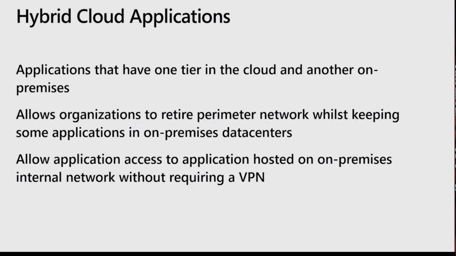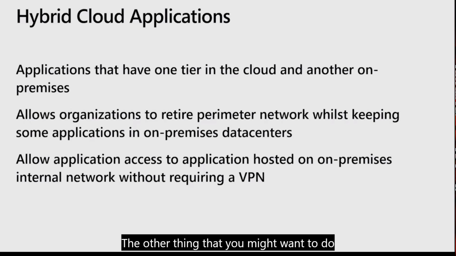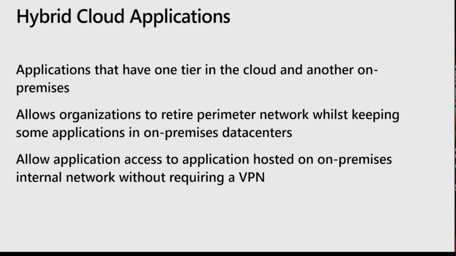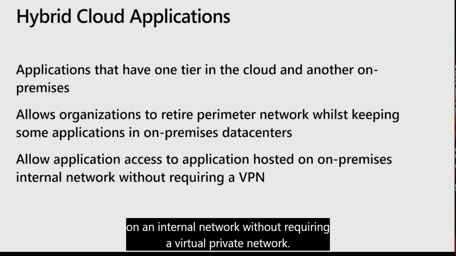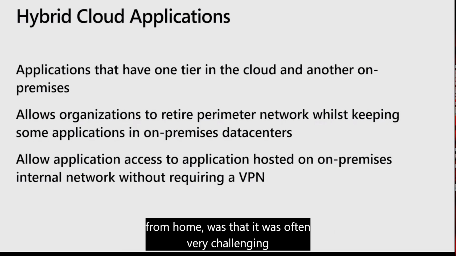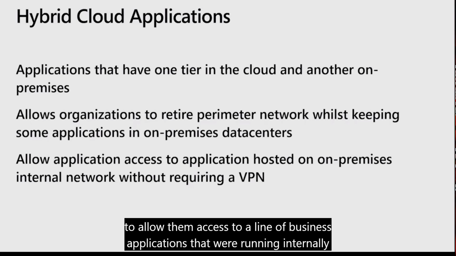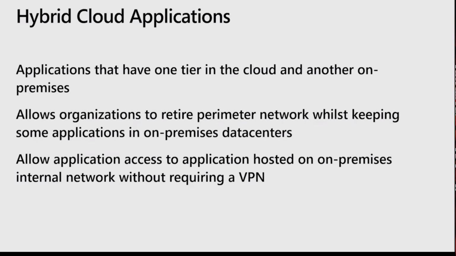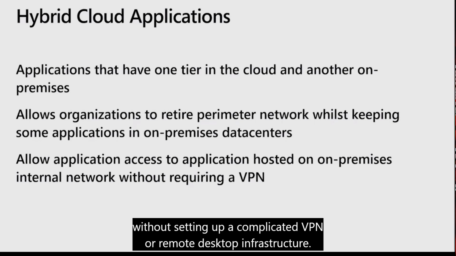The other thing that you might want to do is allow access to applications hosted on-prem on an internal network without requiring a virtual private network. One of the things that we learned in 2020, especially when people were working from home, was that it was often very challenging to allow them access to line of business applications that were running internally without setting up a complicated VPN or a remote desktop infrastructure.